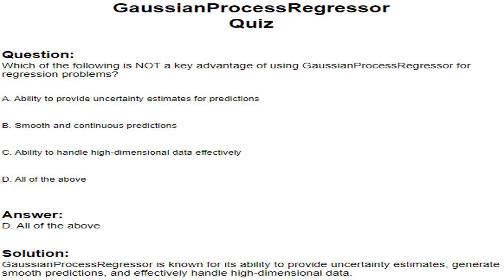Solution. D. All of the above. A probabilistic model that defines a distribution over functions. It allows us to capture the uncertainty inherent in the prediction process. Predicting complex, nonlinear relationships in data. Defines the similarity between data points, influencing the smoothness and shape of the predicted function.